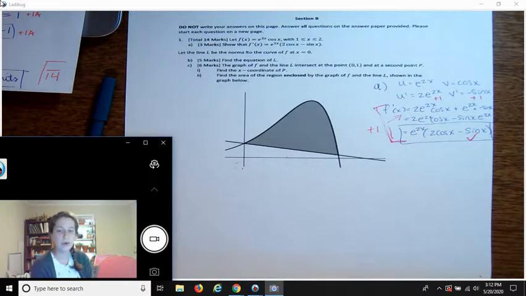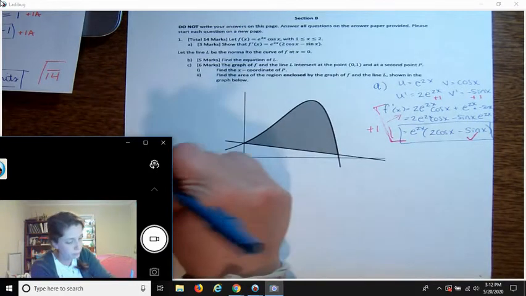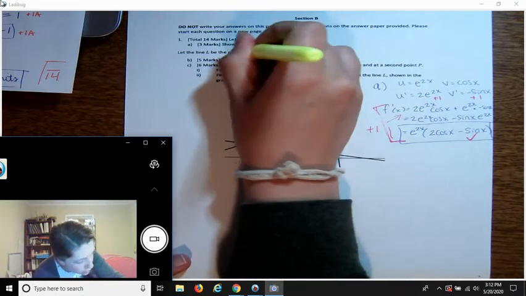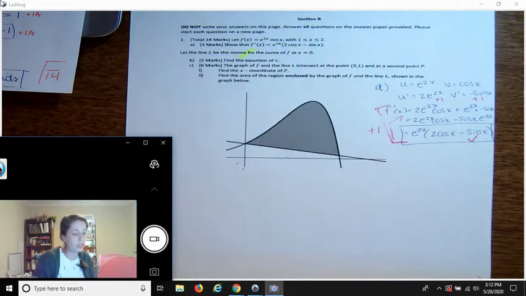Okay, so now part B says, let the line L be the normal. Oh my goodness, there's a typo that I need to fix. Here it is right here. Normal to the curve of f at x equals 0. Okay, so we're looking for the normal line, find the equation of L. So this means first we have to find the tangent slope, then we have to calculate the normal slope.